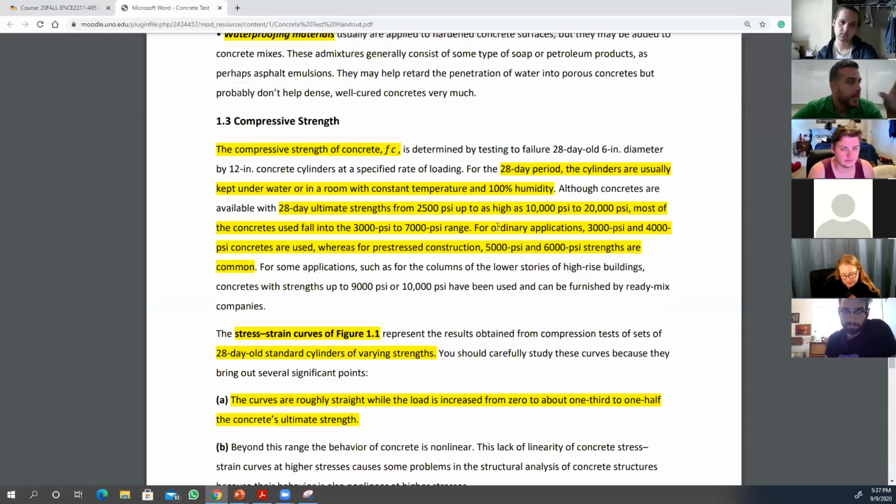Okay, just take a look at this handout as well on the highlighted portions. It will be beneficial for you.